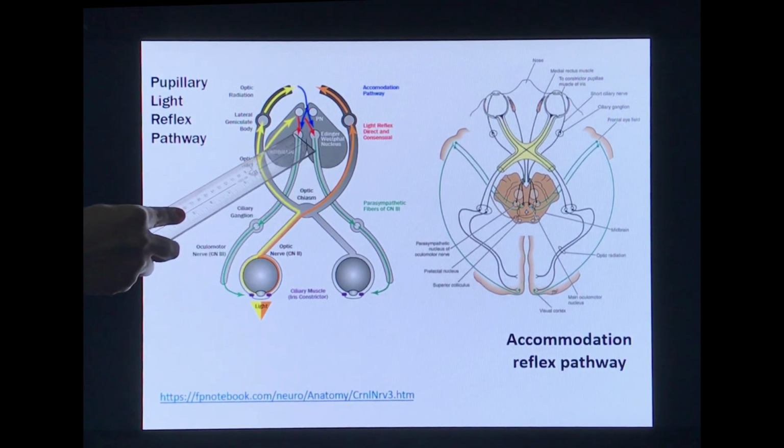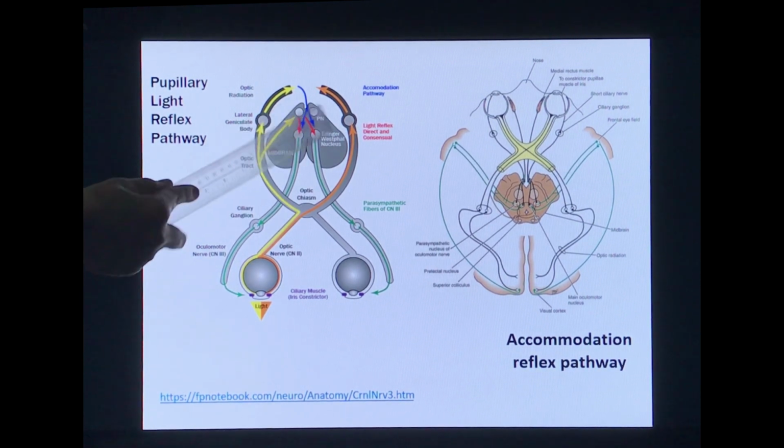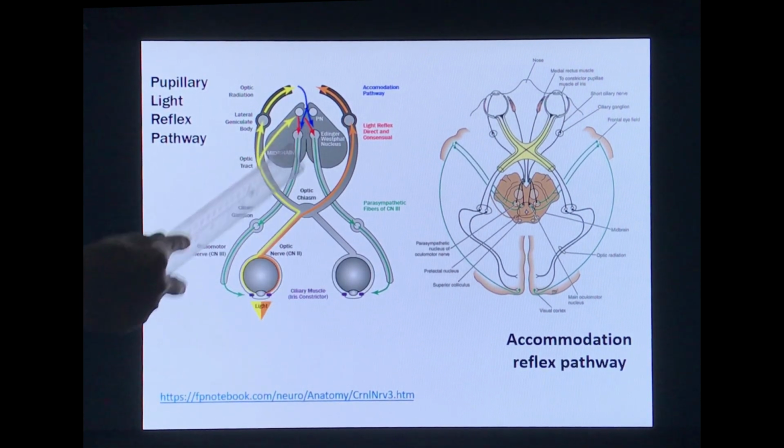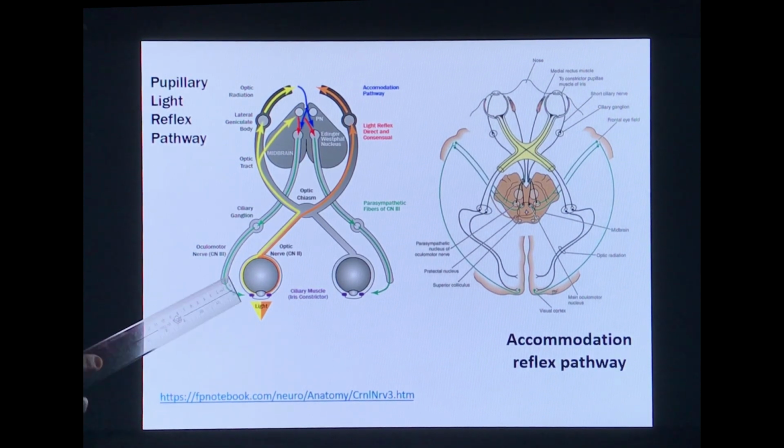So since both the Edinger-Westphal nuclei are receiving the fibers from the right pretectal nucleus, they send information to both the sides, and the constrictor pupillae muscle of the iris is stimulated, and there will be constriction of the pupil. So constriction is seen on both the sides. This is the light reflex test which we do whenever we are doing cranial nerve examination. To one eye the light is shown, and you will see constriction on both the sides.